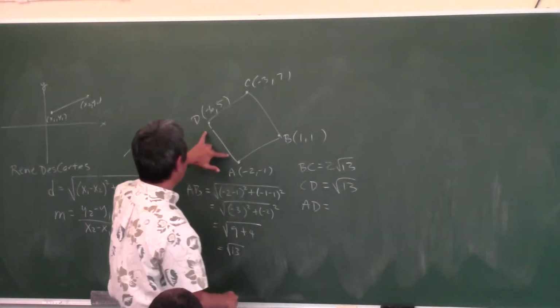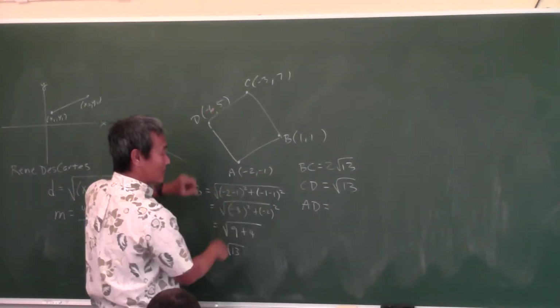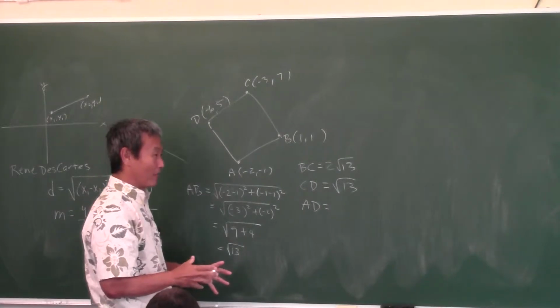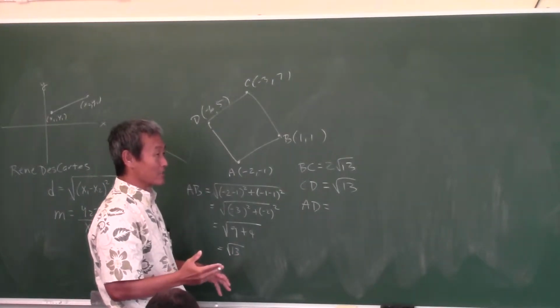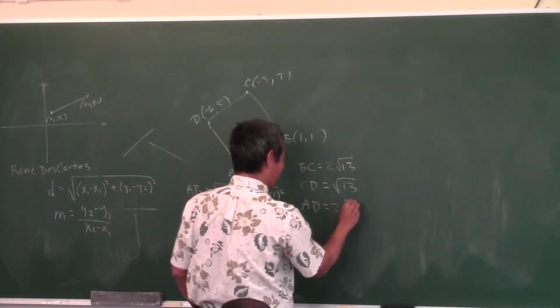Okay, what about AD? What's the difference of the x's? 4. What's the difference of the y's? 6. Square both of them. 16 plus 36. It seems like we did that before. That's root 52, 2 root 13.